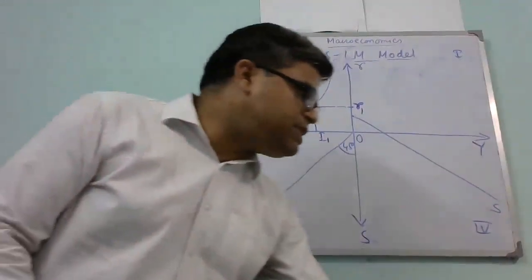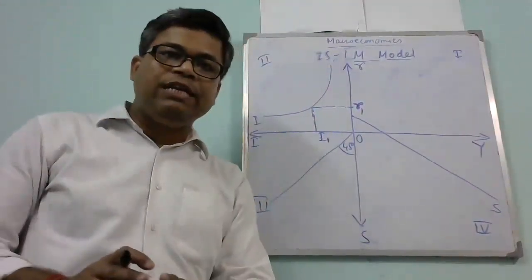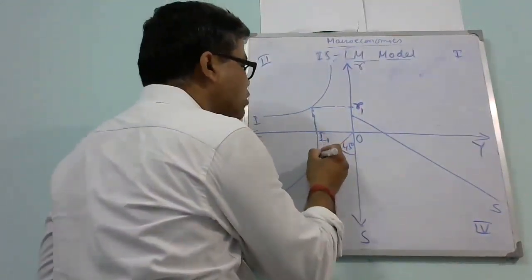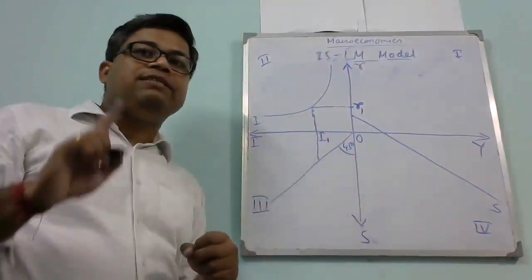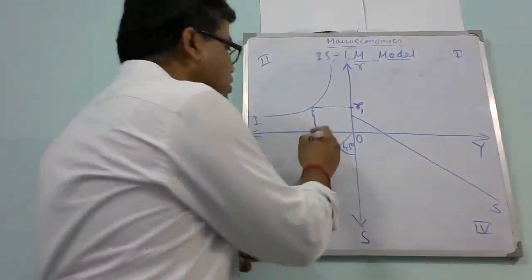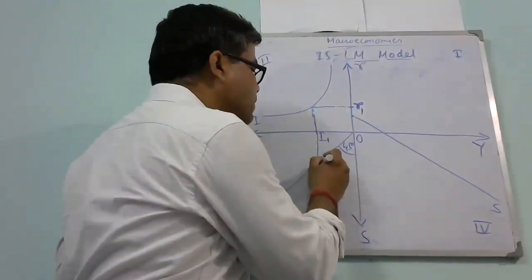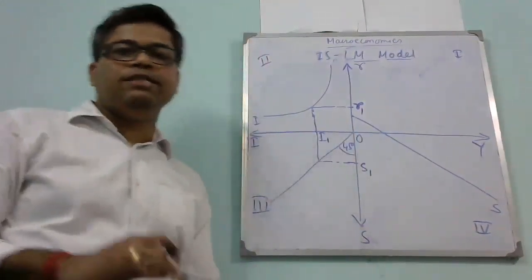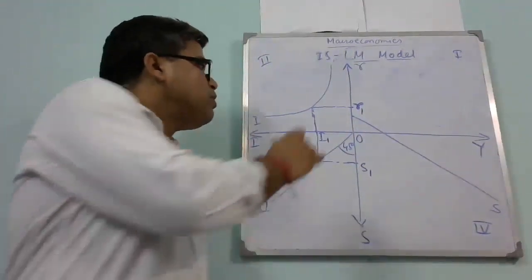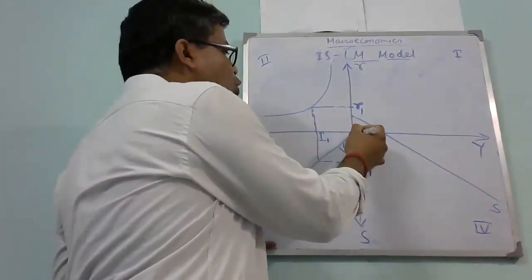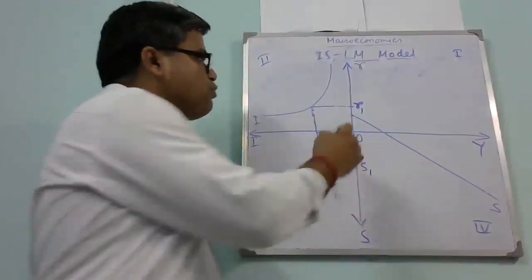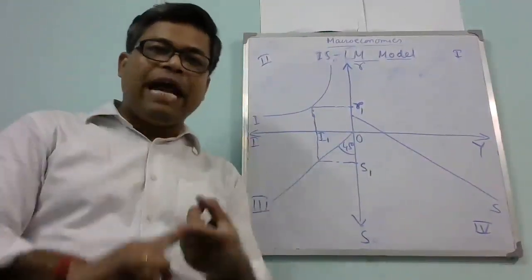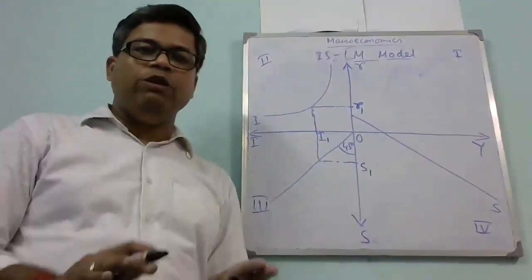Okay. So if this is the investment, for product market equilibrium, how much saving is required? Because you know that the investment depends on the savings. So for I1 amount of investment, S1 amount of saving is required. Clear? So for OI1 amount of investment, OS1 amount of saving is required, and that can maintain the product market equilibrium.